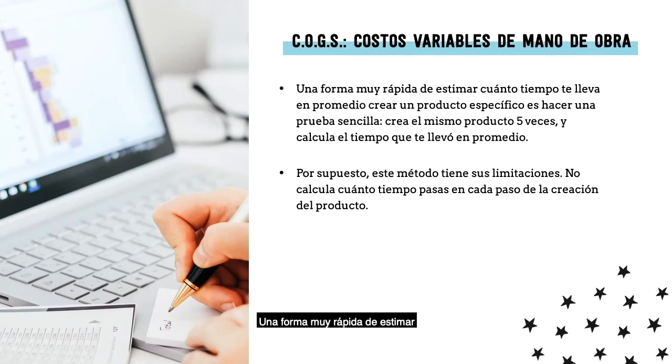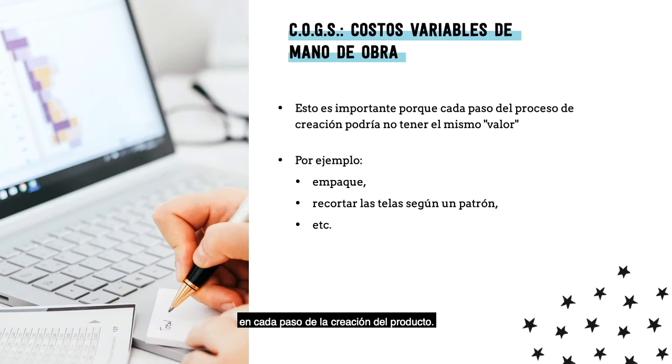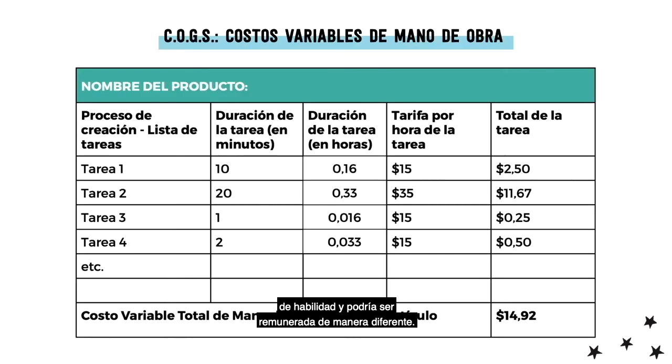A very quick way to estimate how long it takes you on average to create a specific product is to run a simple test by creating the same product 5 times and recording how long it took you on average. This method has its limits though, because it doesn't calculate how much time you spend on each step of the product creation. And this is quite important because each step of the creation process might not be of the same value. For example, you could hire someone to help you with packaging your product or to help you pre-cut pieces of fabric before you actually do the sewing. And each of these tasks requires different levels of skills and could be remunerated differently.